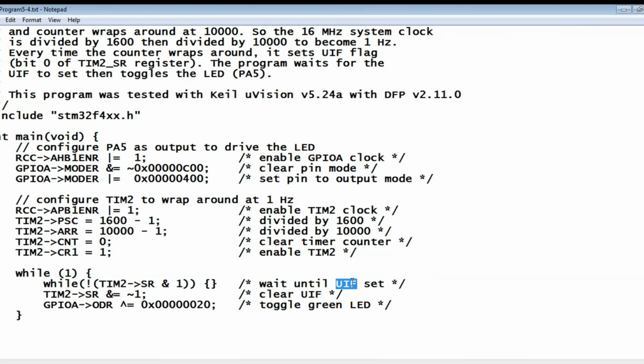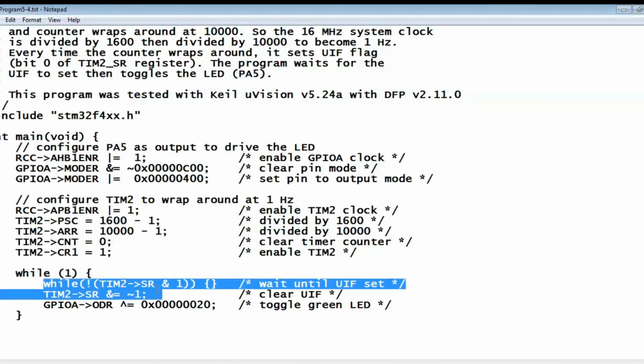When this is 1, what should be the immediate step? You need to clear this interrupt flag. Then you can perform the toggling or LED blinking. How are you toggling? The output data register's 5th bit, you are performing the XOR operation. XOR means the bit will be toggled. When will the bit be toggled? When the time delay is over.